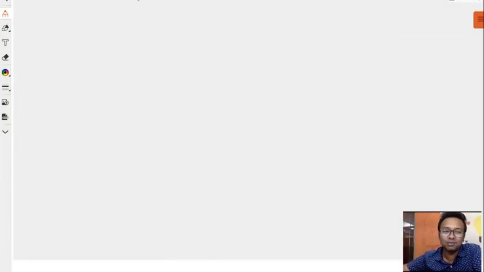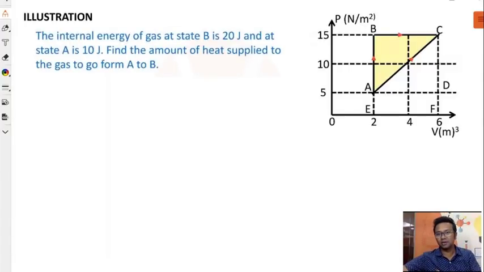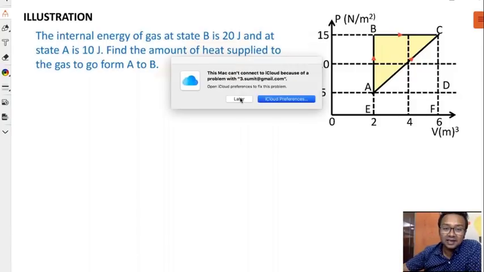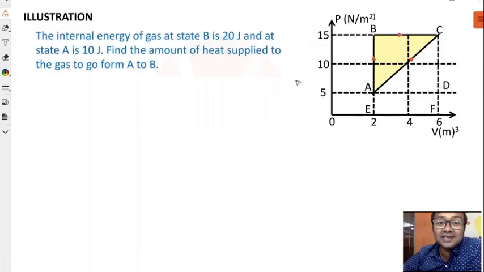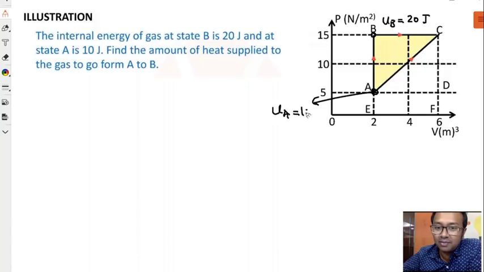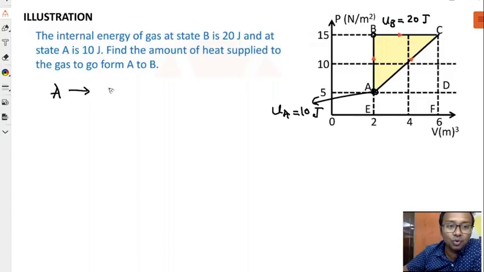Okay, let's explore the next question. Now here in the next question, what are they saying, students? The internal energy of the gas at state B is 20. So UB is equal to 20 joules, students. And at state A is 10 joules. That means at this point, UA is equal to how much? 10 joules. Clear? Find the amount of heat supplied to the gas to go from A to B. We are going from A to B.